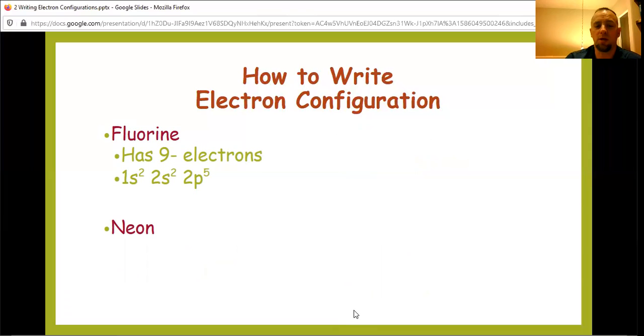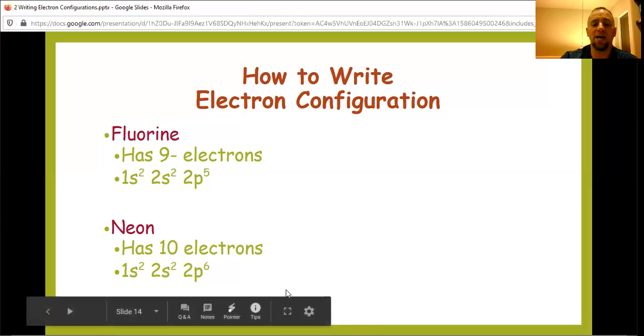Okay, I want you to pause this, write out the electron configuration for neon, and then resume, and we'll take a look here. All right, now that you've written out the electron configuration for neon, it has 10 electrons. So hopefully you wrote out 1s2, 2s2, 2p6.